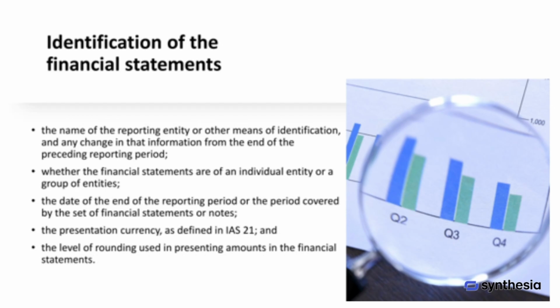The financial statements must clearly identify the name of the reporting entity or another means of identification, along with any changes in this information from the end of the preceding reporting period. They should also specify whether the financial statements are for an individual entity or a group of entities. Additionally, the date at the end of the reporting period or the period covered by the financial statements or notes must be provided. The presentation currency, as defined in IAS 21, should be stated, and the level of rounding used in presenting amounts in the financial statements must be disclosed. These details are crucial for providing context and ensuring clarity for users of the financial statements.